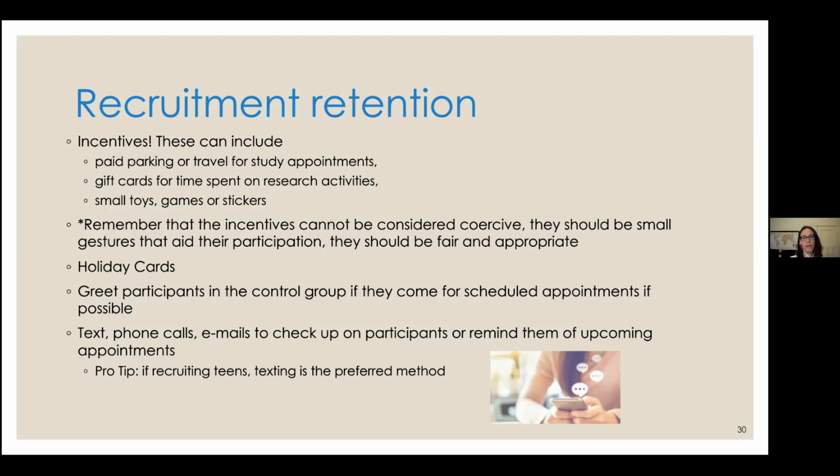And in the same vein, text them or phone them or check up on them, or remind them of upcoming appointments. And if I've learned anything over the past year recruiting teenagers, they preferred being texted rather than called. So send them a text message.